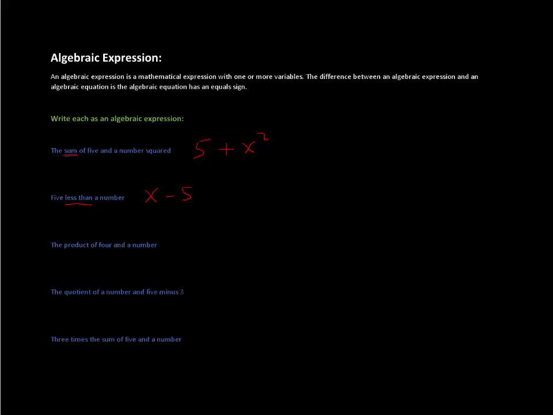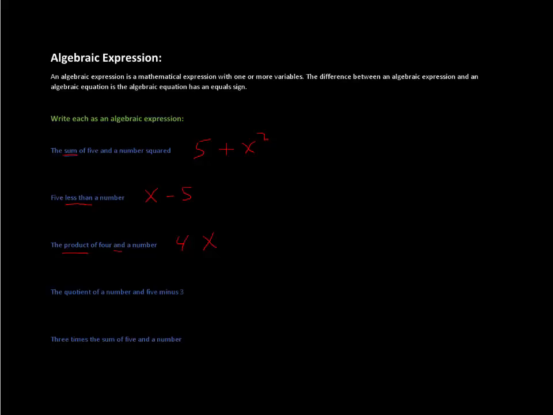The next one, the product of 4 and a number. Well, product we know means multiply. So again, wherever the and is, we're going to put a multiply sign. So the product of 4 and a number, where and is, we'd put multiply. And a number, again, we don't know what that number is, so we write x. So it'd be 4 times x, or just 4x.